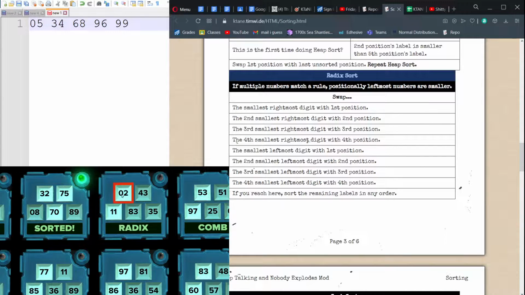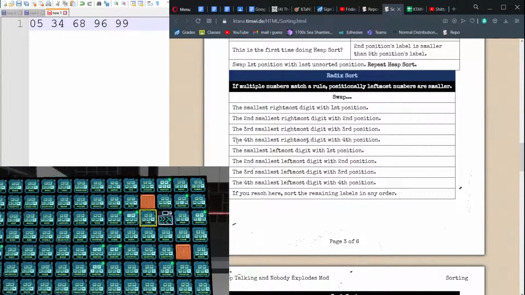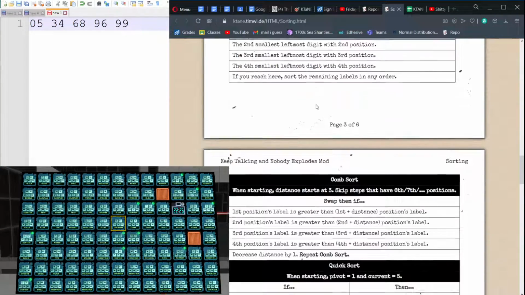Then we compare the left digit, 0 is less than 1, this goes here, 3 is the third one, and 4 is the fourth one, 8 is the fifth one. Yeah, and that's Radix Sort.